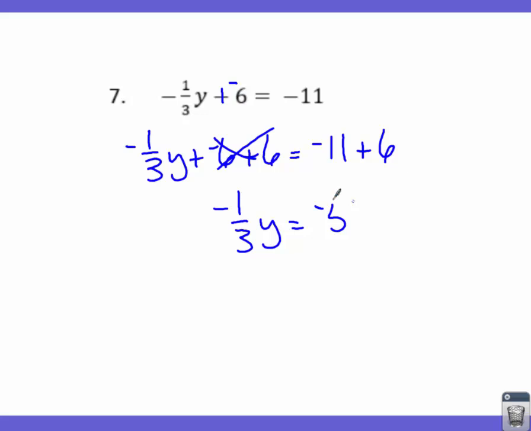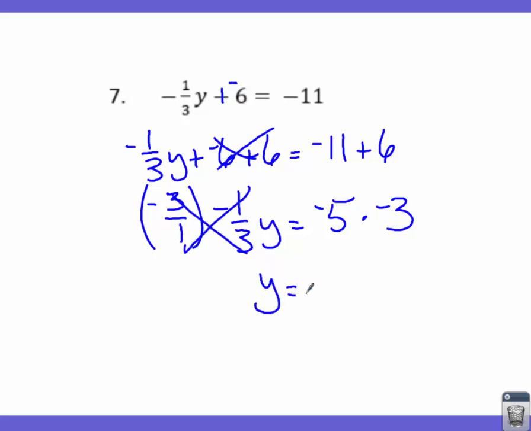Okay. Now to get rid of this negative 1/3, I have a multiply by negative 1/3, so I do a divide by negative 1/3, which means I multiply by its reciprocal. So you're going to multiply by negative 3 over 1. And if I multiply this side by negative 3 over 1, I'm going to multiply the other side by its value. And the value of negative 3 over 1 is just negative 3. So these divide out, become 1. We end up with y is equal to negative 5 times negative 3 gives me positive 15.